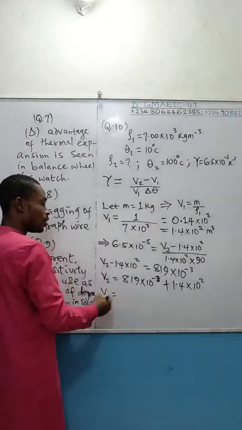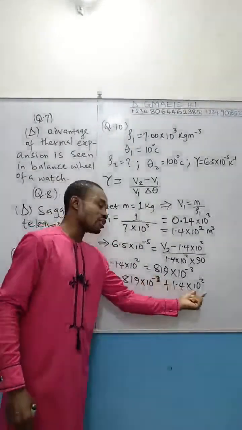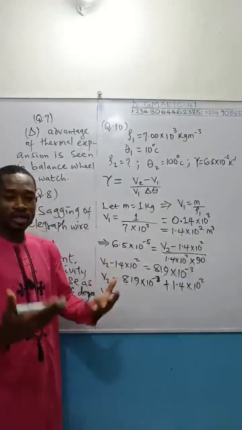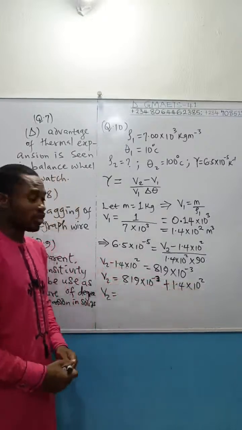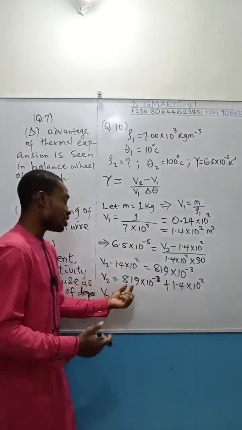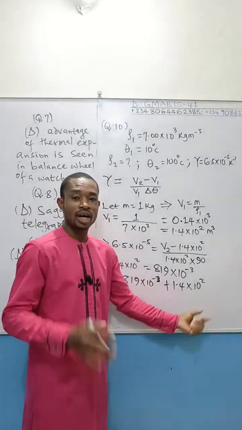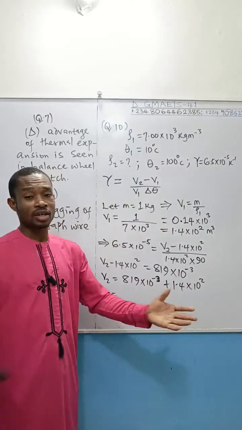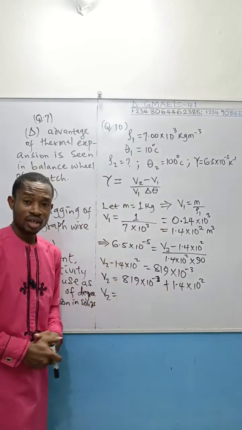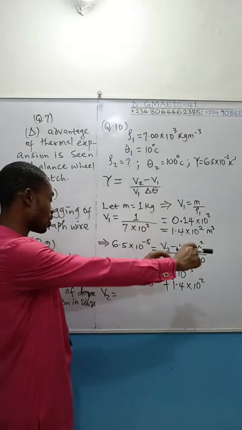Our V2 will now be equal to, remember, for you to add these, the 10 raised to power and 10 raised to power must be in the same power. The power of 10 must be the same before you can add. So I'm looking at this. It is either you convert minus 3 as power to plus 2 as power, or you convert plus 2 as power to minus 3 as power. I've done something like that in previous questions, so we can be guided by that.